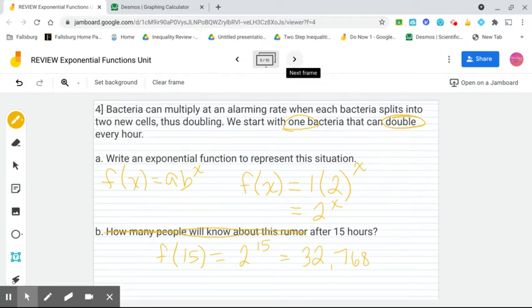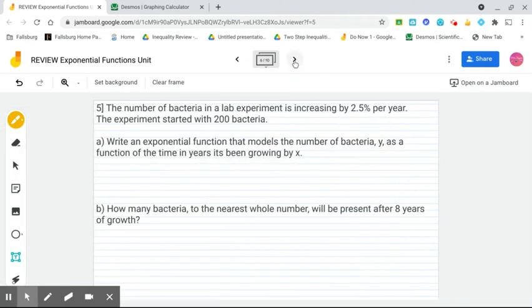Don't forget, we should be copying this down, so you can turn it in for a classwork assignment.